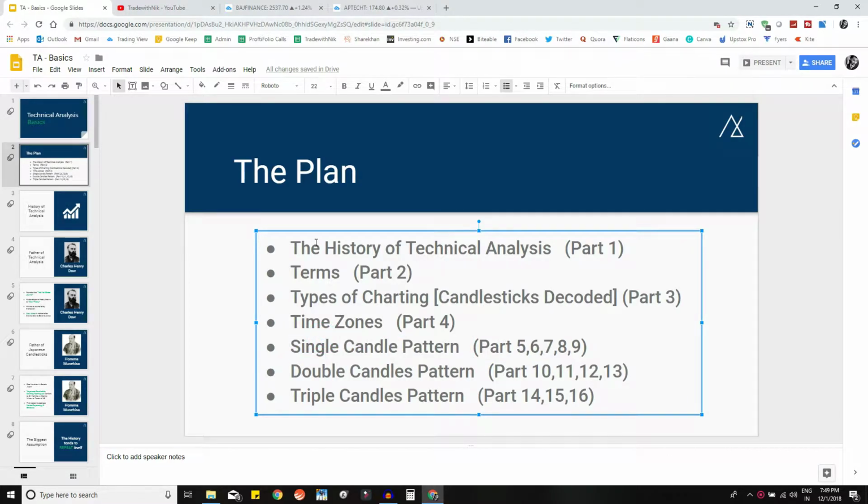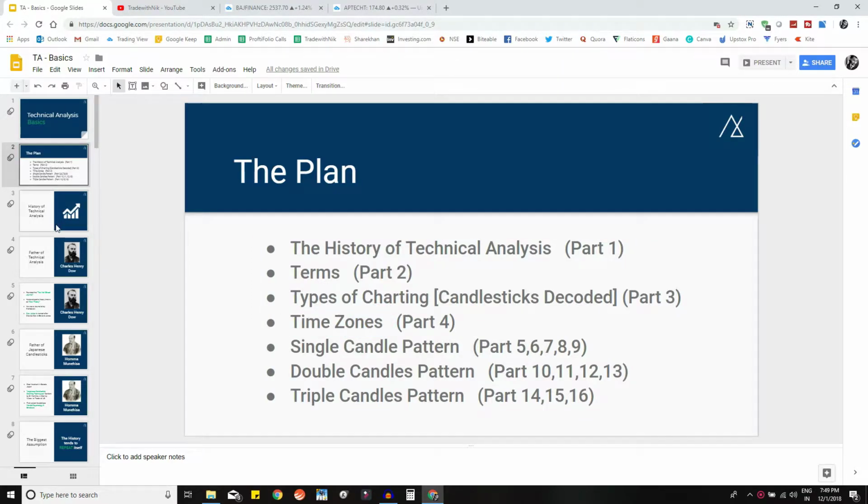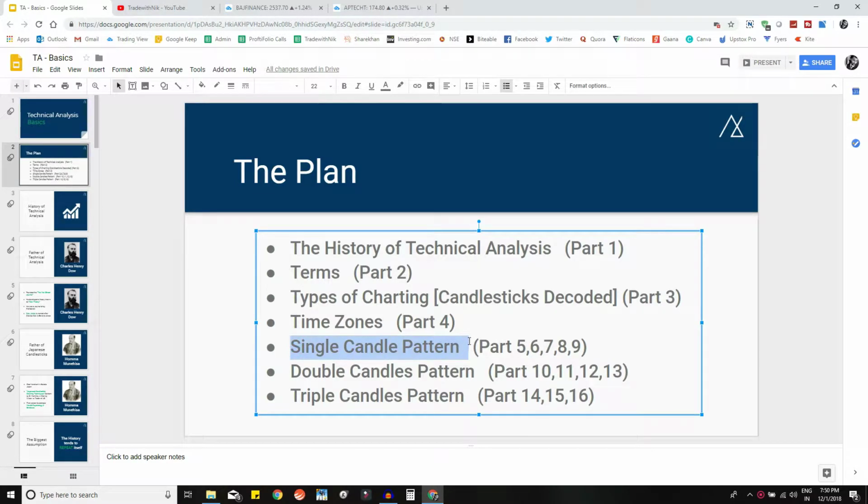And if you see, we have discussed the history of technical analysis, the terms used in trading, and types of charting, in which we have seen that candlesticks are perhaps the best charting type for raw price action. We have also seen the time zones in which we can trade, right? So in this video we are going to see single candle patterns, right?